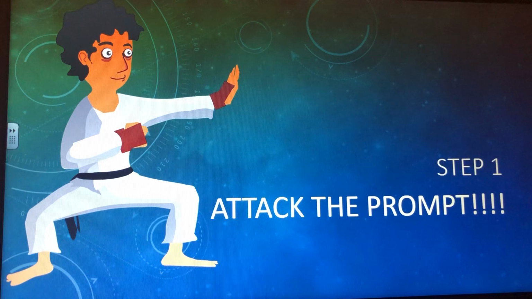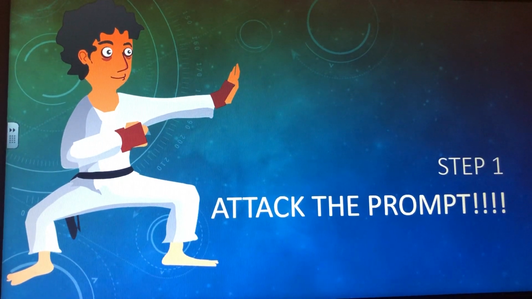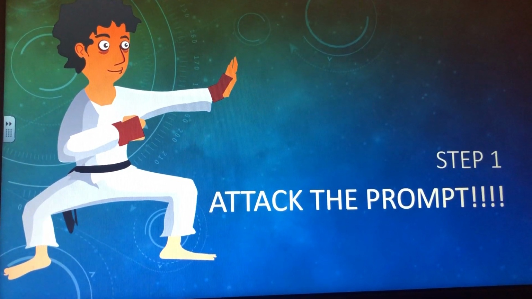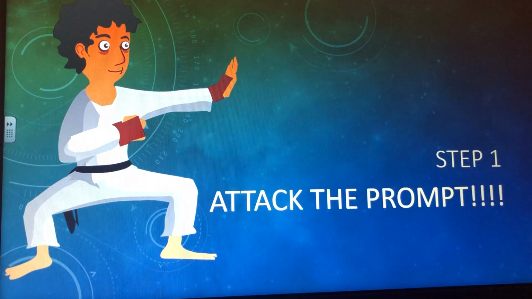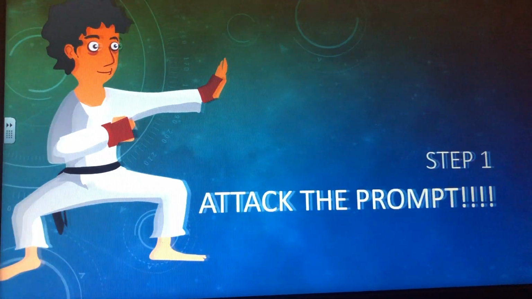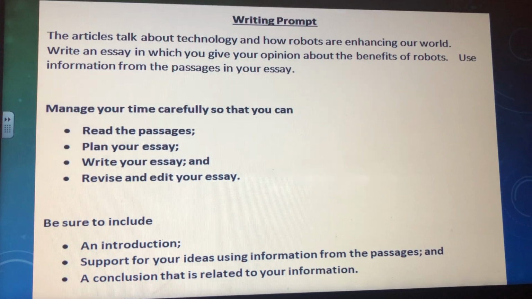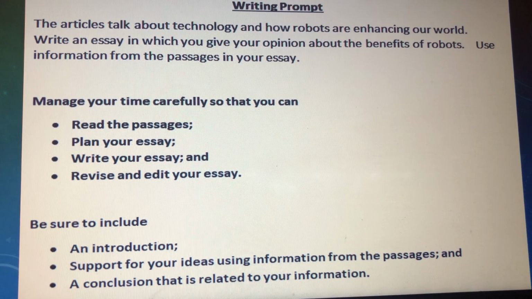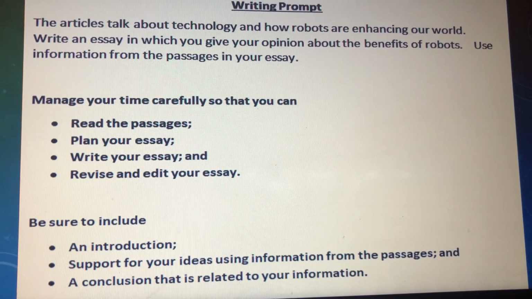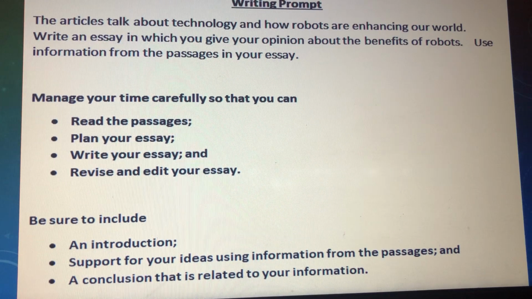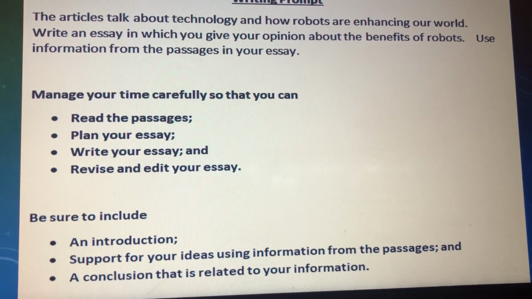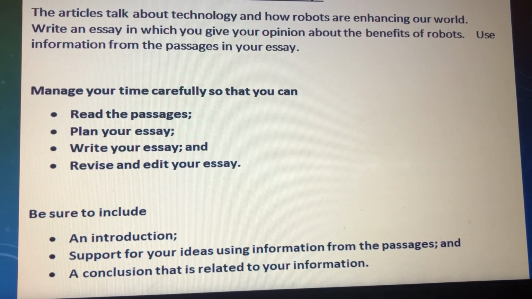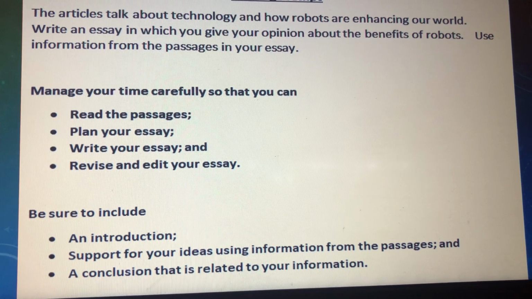Okay, so our step one in the writing process is to attack the prompt. We always attack the prompt first to figure out the type of writing that we're doing. Now, first thing in attacking the prompt is to actually read the prompt. So it says the articles talk about technology and how robots are enhancing our world. Write an essay in which you give your opinion about the benefits of robots. Use information from the passages in your essay.